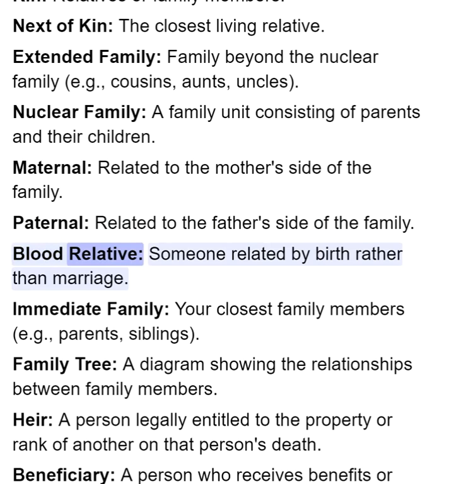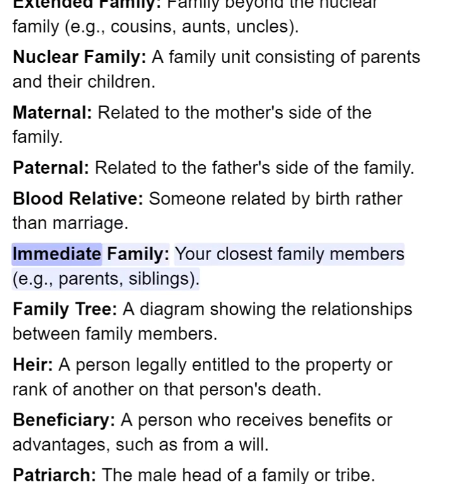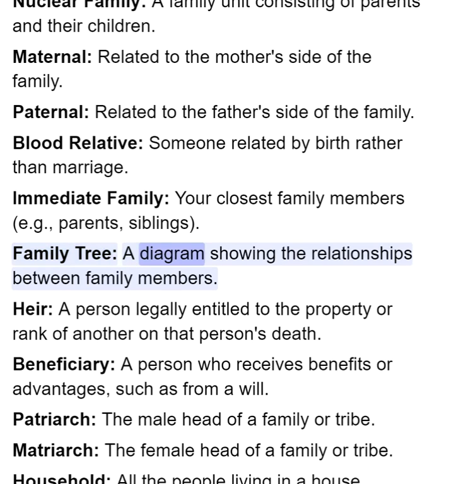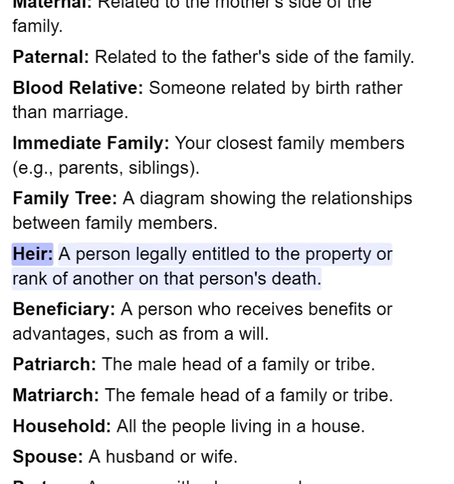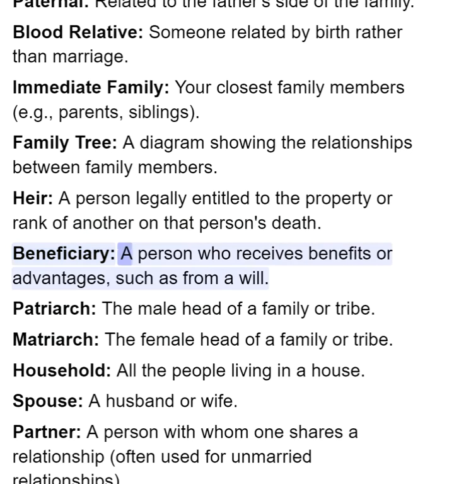Blood relative, someone related by birth rather than marriage. Immediate family, your closest family members, e.g., parents, siblings. Family tree, a diagram showing the relationships between family members. Heir, a person legally entitled to the property or rank of another on that person's death. Beneficiary, a person who receives benefits or advantages, such as from a will.